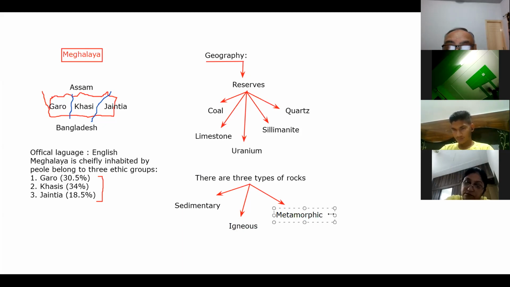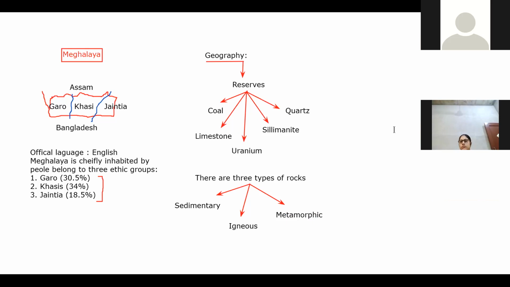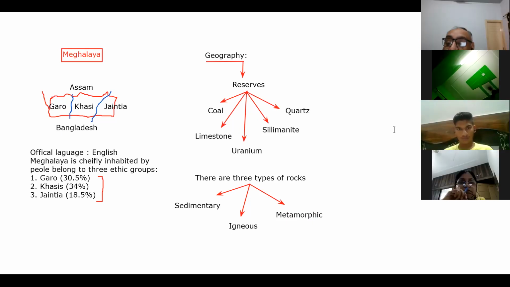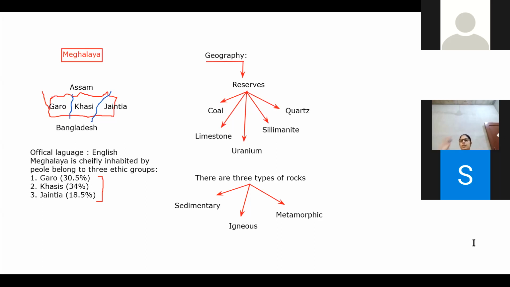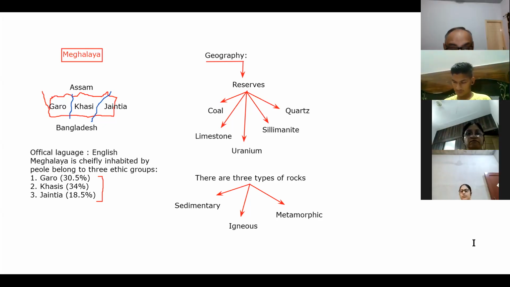So tell me, which among the three rocks, sedimentary, igneous, and metamorphic rocks, is called the primary rock? Okay, sedimentary is the primary rock. Which among the three types of rocks is the primary one? Igneous rock. Okay, igneous. Whose answer is igneous? Kamal's answer is this. Yes, beta. It is true that we can say igneous rocks are the primary rocks.